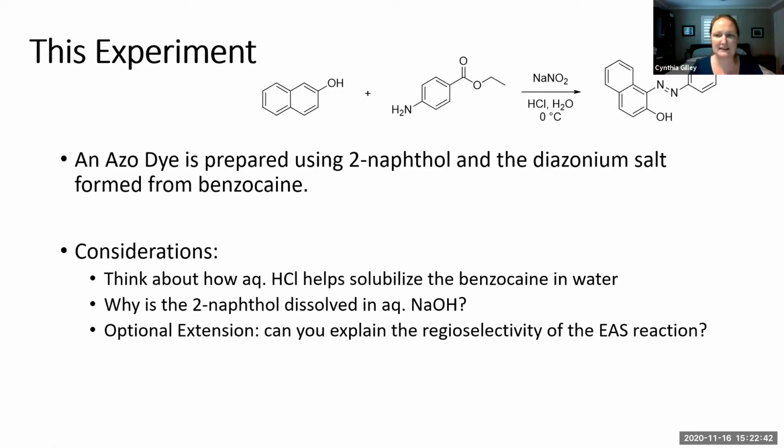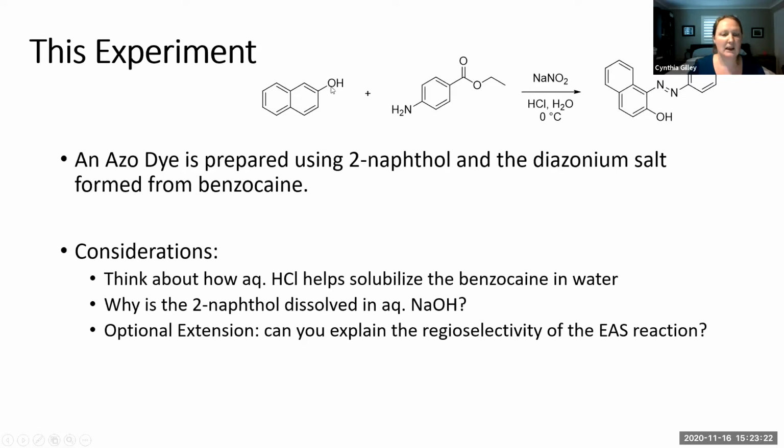And then an optional extension question, which we can talk about in office hours, is can you explain the regioselectivity of the electrophilic aromatic substitution reaction? What I mean by that is if you notice which position on the naphthol ring reacts as the nucleophile to attack the electrophilic diazonium ion, it's actually this position, which is called carbon number 1. This is the 1,2-naphthol. The 1 position is the one that ends up reacting.